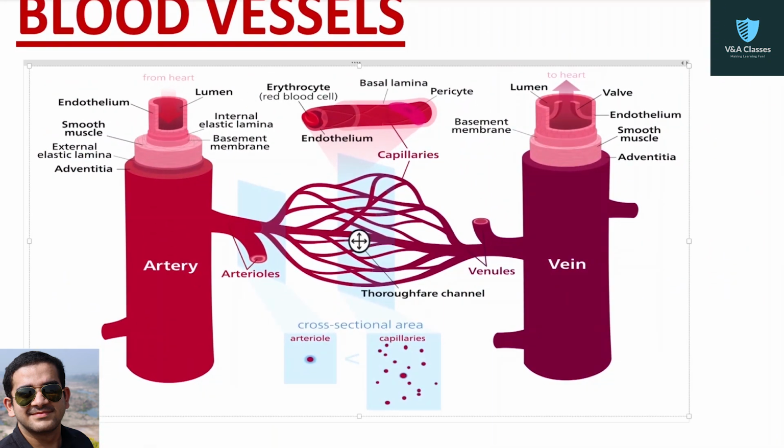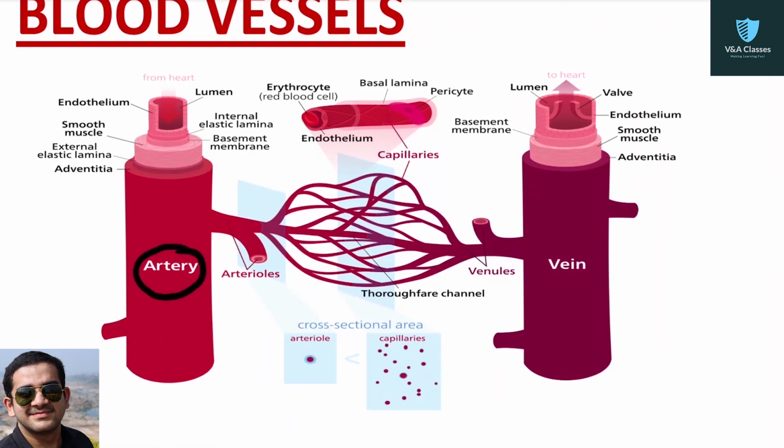Now we have the third topic, that is of blood vessels. What are blood vessels? They are cylindrical structures by means of which the blood which is pumped by the heart is distributed to all the organs in the human body. So there are mainly two kinds of blood vessels, as you can see. One is artery and the other one is vein.